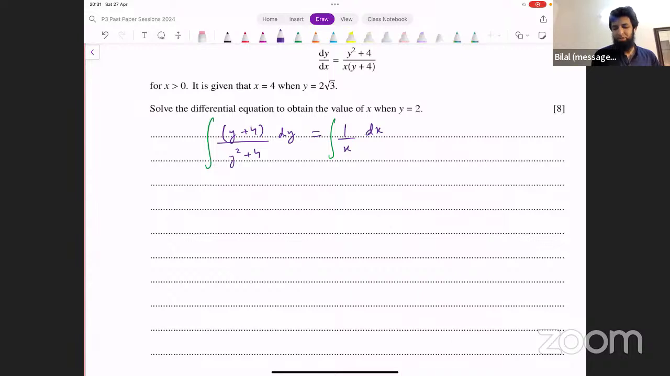Now, the right side is pretty straightforward. What's the integration of 1 over x? That's ln of x plus c. If you just do this, you get 2 out of 8 marks already. 1 mark for separating the variables and 1 mark for this integration. Okay.